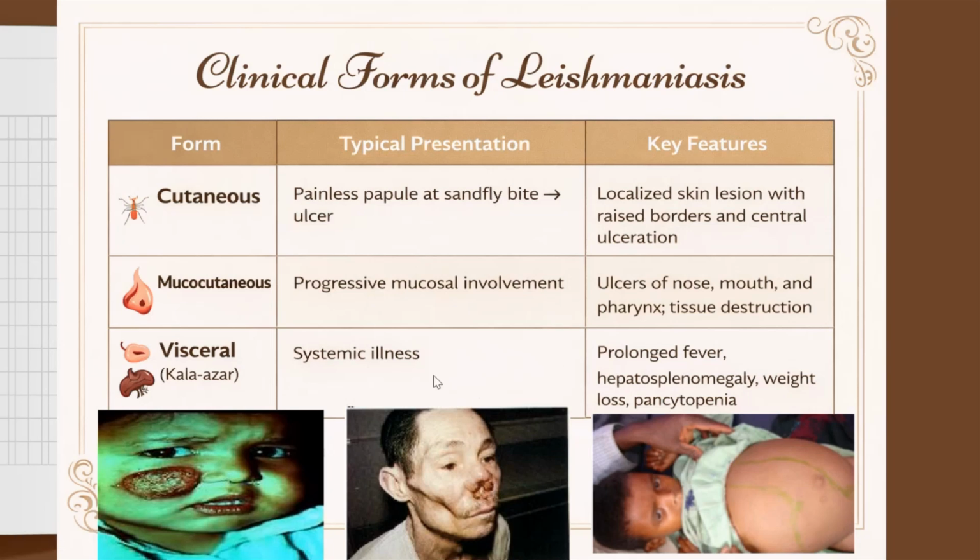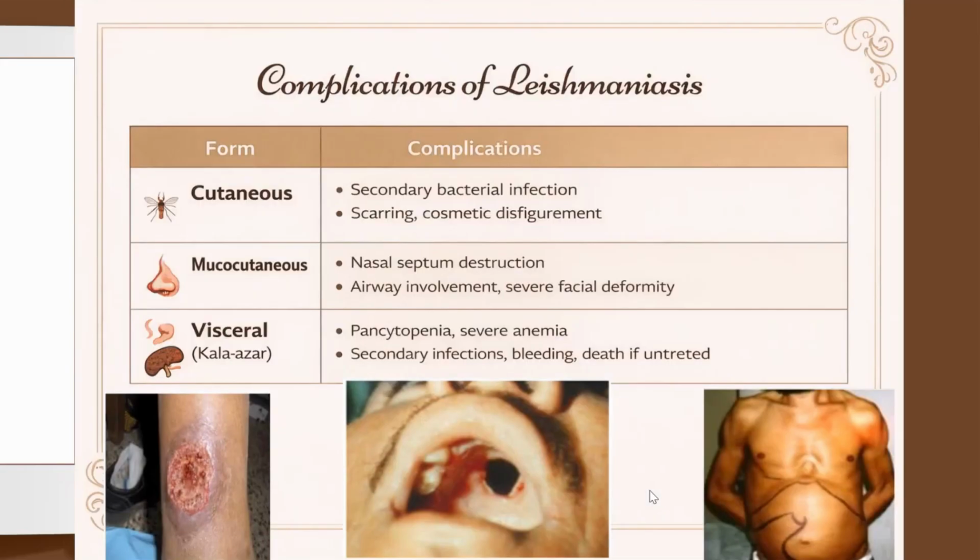And then there's the systemic illness, Kala Azar, which is Hindi for black fever, Kala being black and Azar being fever. It will mostly affect children, and as you see here, it leads to hepatosplenomegaly and pancytopenia with chronic fever. As for complications, the cutaneous form mostly causes chronic cosmetic disfigurement, because it will be a chronic ulcer and will lead to severe destruction of the skin, unless it is treated with medications.